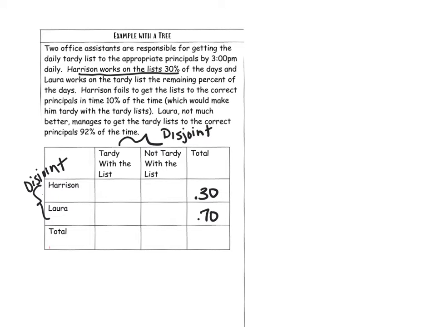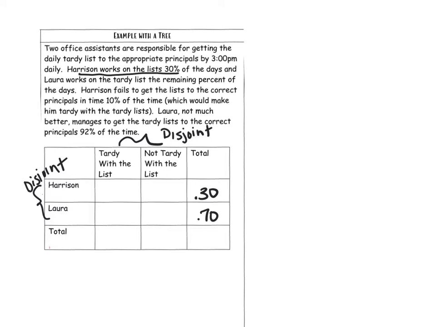What makes it hard is that Harrison fails to get the list to the correct principals in time 10% of the time. So he's tardy with the list, which would be here. You would think 10% of the time, but you have to remember that you're accounting for this 30%. So the easiest way to show this is to actually make a tree. Here's what we're going to do.